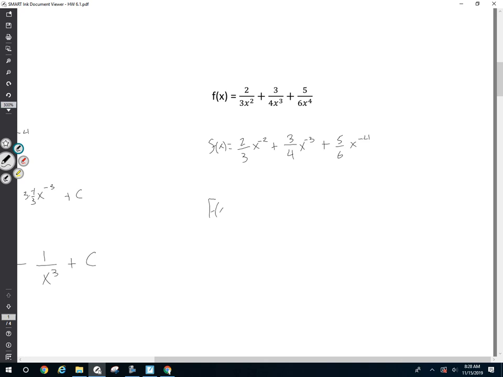Let's take the antiderivative. I'll go one step at a time. This will be x to the negative first times negative 1 times the 2/3. This will be x to the negative second times negative 1/2 times 3/4. This will be x to the negative third times negative 1/3 times 5/6. Don't forget a plus c.